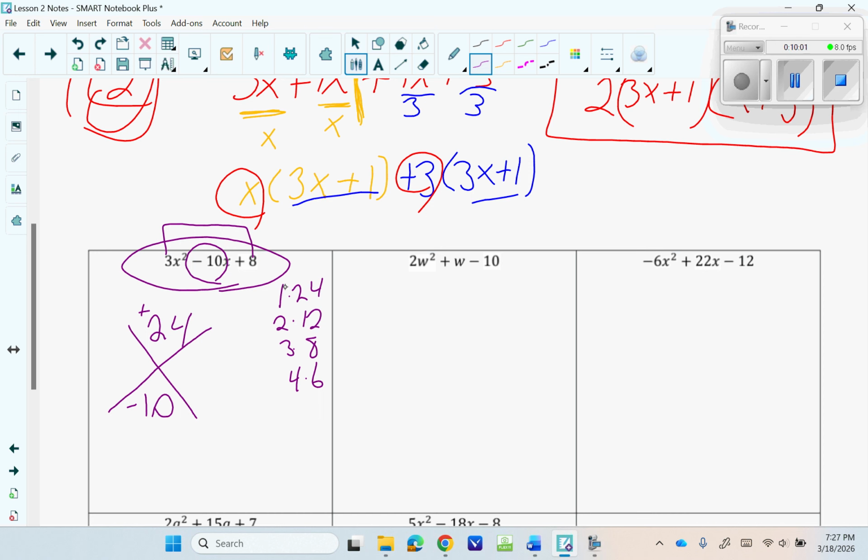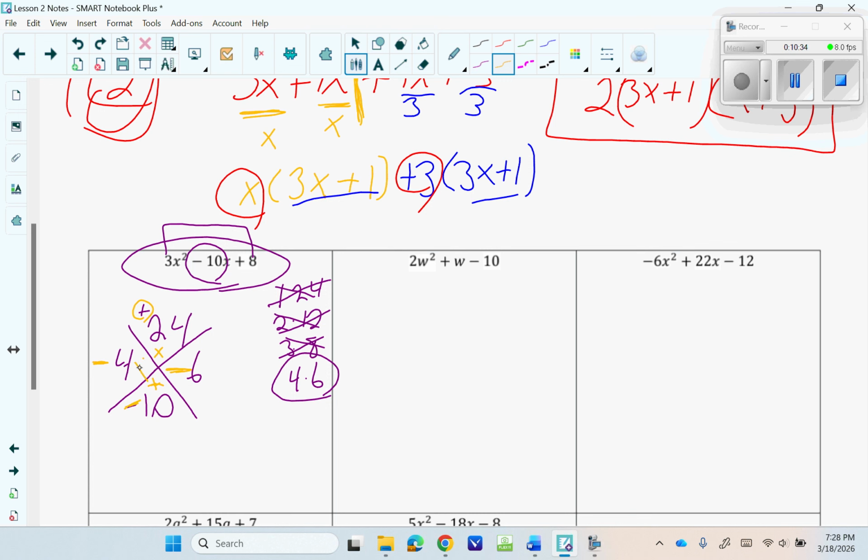Okay, so let's see. That doesn't add up to 10. That doesn't add up to 10. That doesn't add up to 10, but that does. So 4 and 6. But the problem is, 4 times 6 is 24, but 4 plus 6 is definitely not negative 10. So what I know is that I need to make these both a negative because a negative times a negative is a positive. But negative 4 plus negative 6 gives me that negative 10. So that's exactly what I want.